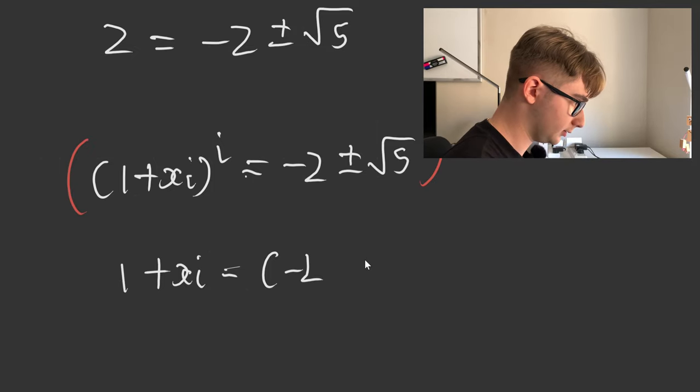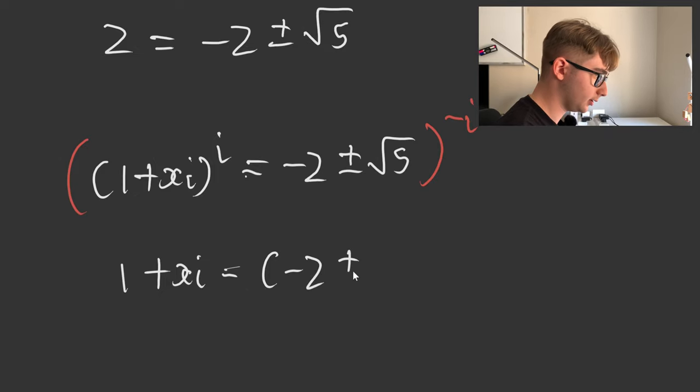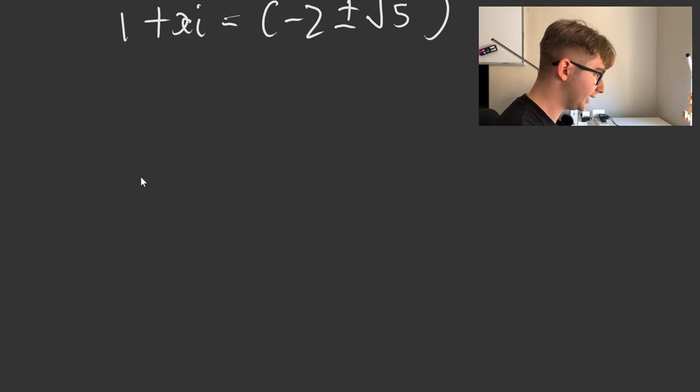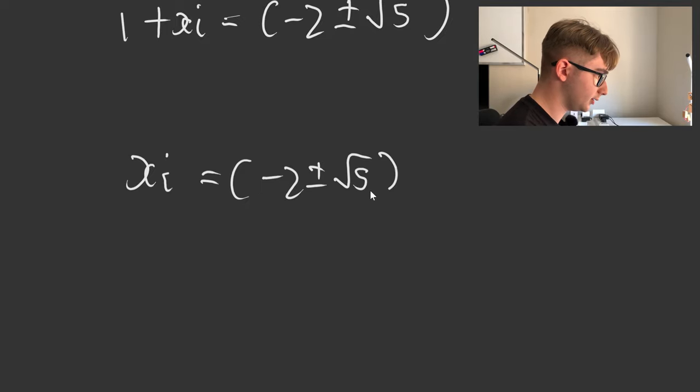Something is glitching out. Yeah, I do not know what. Plus or minus the root 5. And then the minus i. So then, we minus the 1 on both sides, so we're going to get xi equals minus 2 plus or minus root 5 to the power of negative i, minus 1.